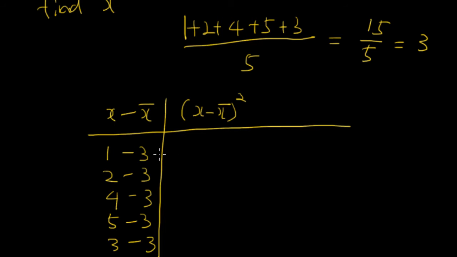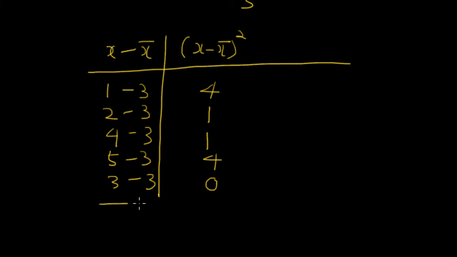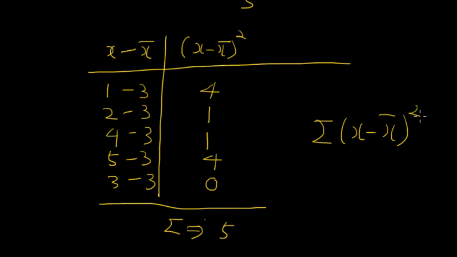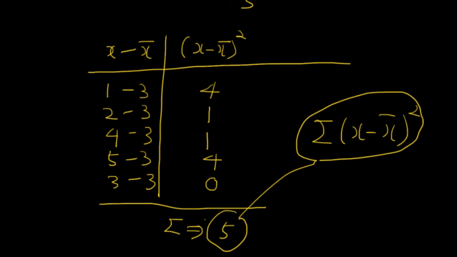So this being negative 2, square being 4. This being negative 1, square being 1. This being 1, square being 1. This being 2, square being 4. This being 0 is just a 0. Right? Then if you add it up, summation, if you add it up all this, then this becomes 5. Remember, the formula looked like this. So this value is this value, right?